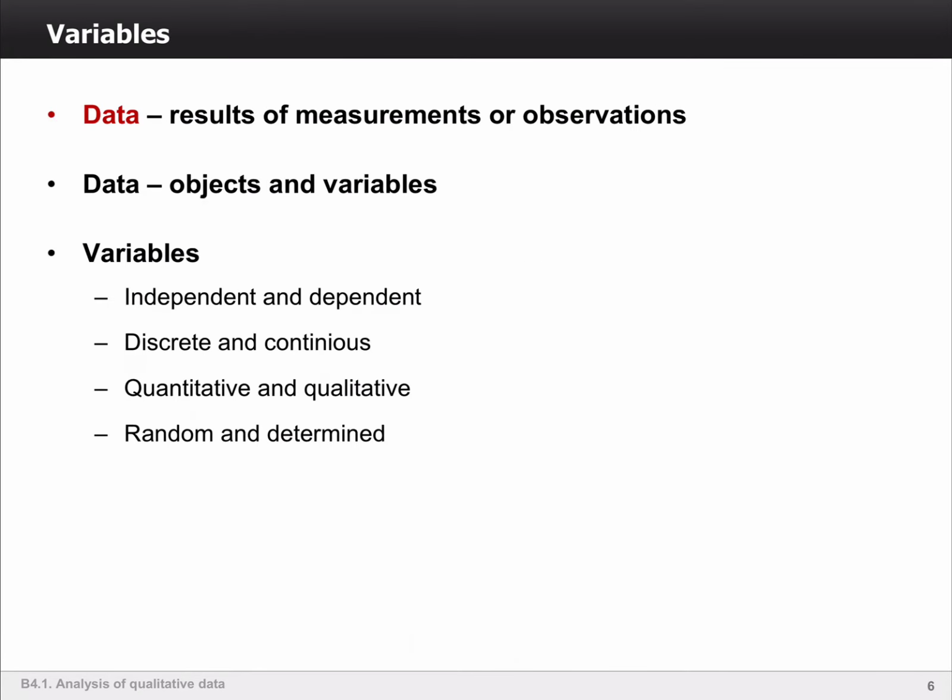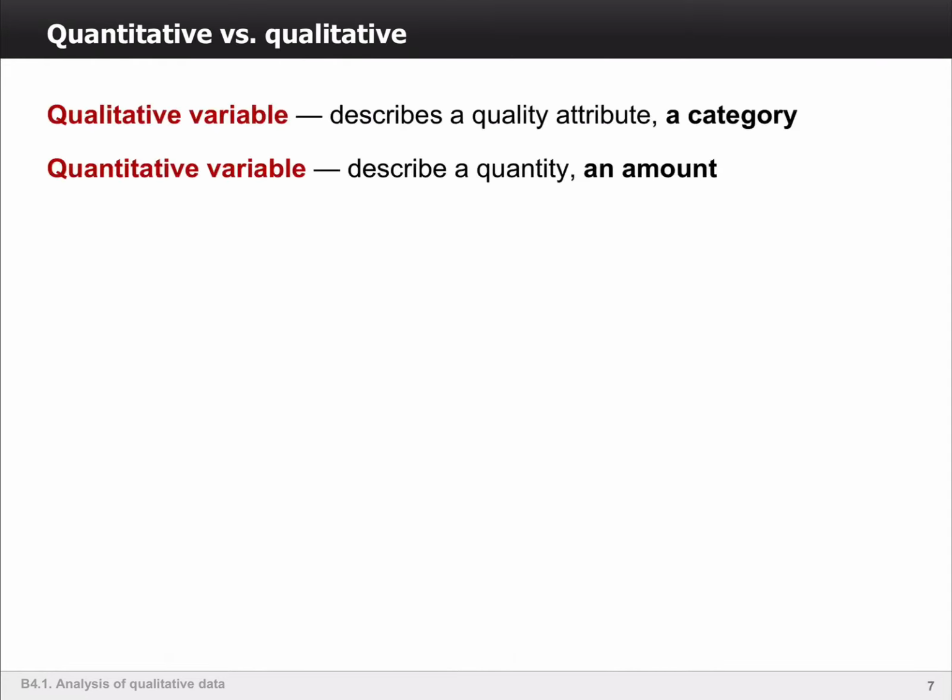Variables can be different, right? So we already know that they can be dependent, independent. When we talked about regression, we discussed that they can be discrete and continuous, random and determined, qualitative and quantitative. Let's recall what qualitative variables are. The difference between qualitative and quantitative variables is rather simple. Quantitative variables describe an amount. So it's something that you can measure, you can compare. So it's some numbers. Qualitative variables describe a quality, a category.